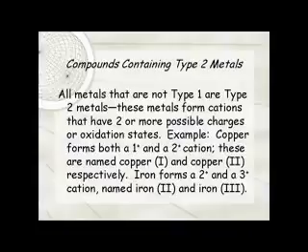And so we're into a different type of naming now because we're going to have to specify exactly which charge these ions have. So it's a bit more complex than naming with a type 1 metal. But if you go about it systematically, it is not difficult. You just have to be careful.